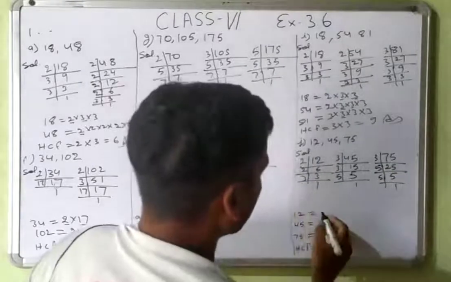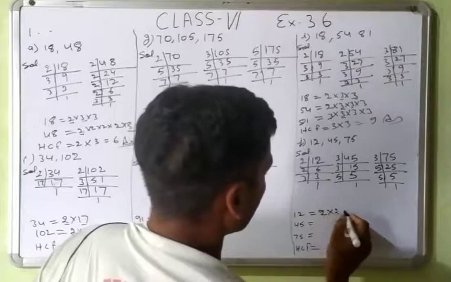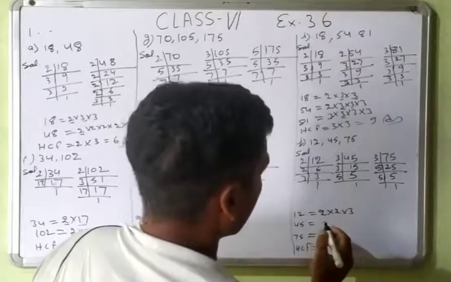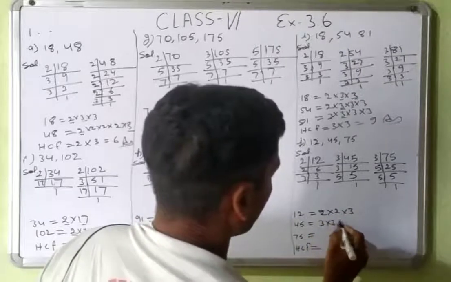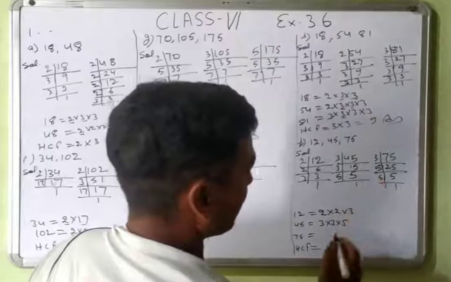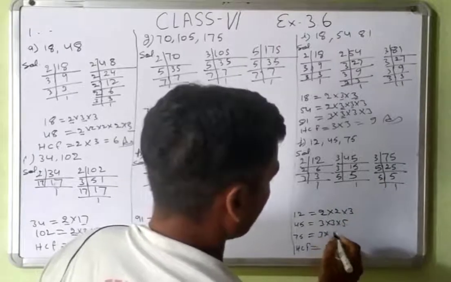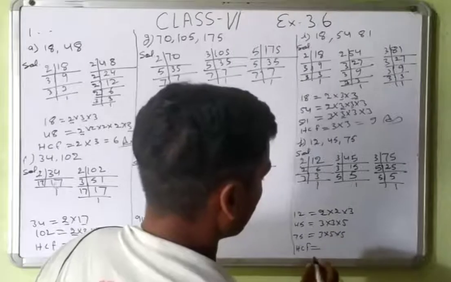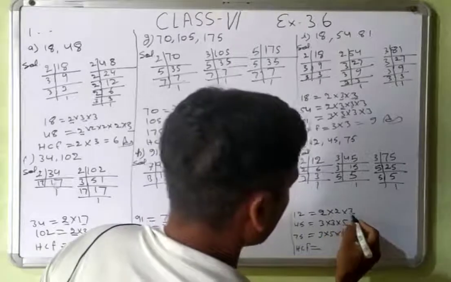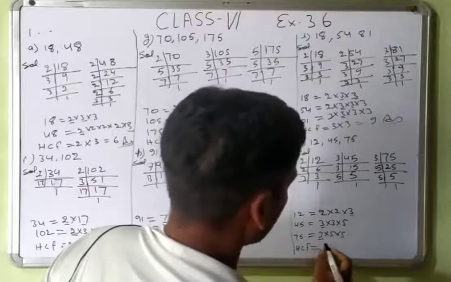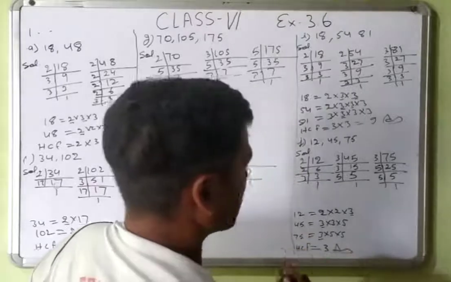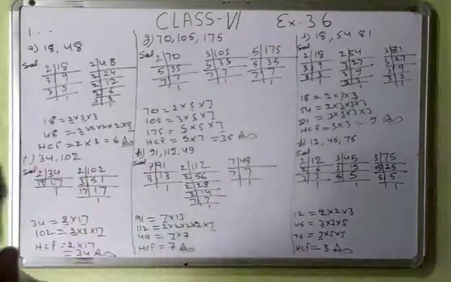So the factors of 12 are 2 into 2 into 3. The factors of 45 are 3 into 3 into 5. The factors of 75 are 3 into 5 into 5. So only 3 is common. Only 3 is common, so that is the answer. Right? And then question number 2.